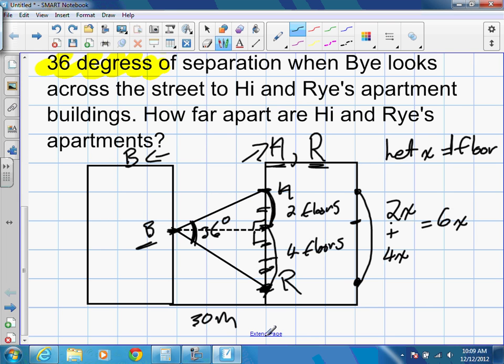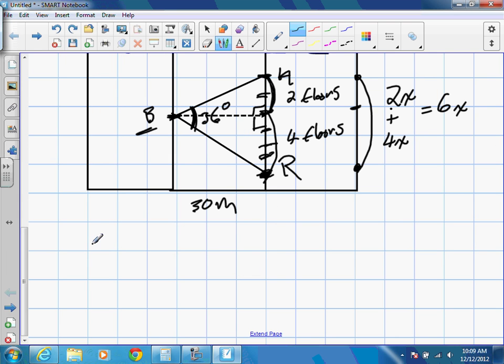So what we're going to do is we're going to take that 36 and we know we need to separate it into 2x for Hi's apartment building, plus 4x, which is Rai's apartment building. We're going to split it into angles. So we're going to split the angle that refers from Bai to Rai, and the angle that refers from Bai to Hi. Now I can figure out how much each floor represents as an angle.